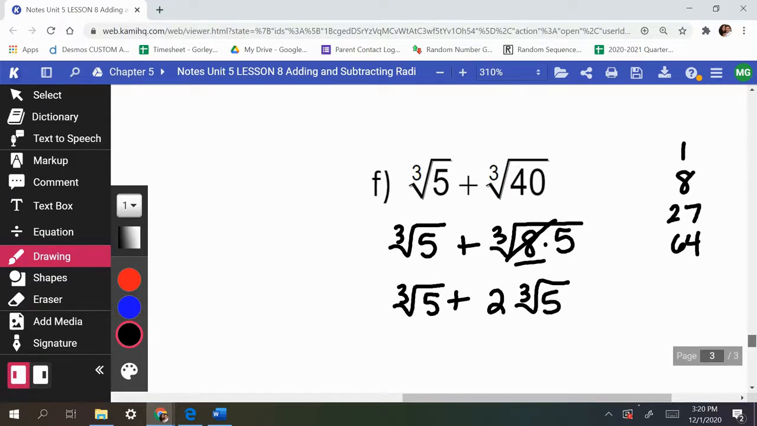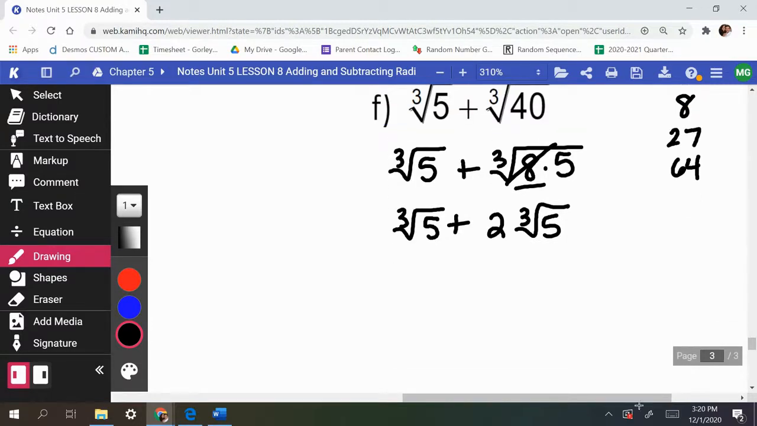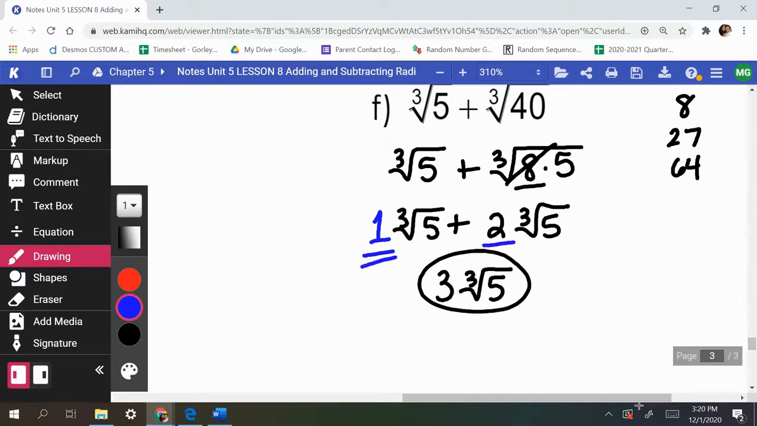Okay, so if we have a cube root of 5 plus 2 more cube roots of 5, we would have 3 of those cube roots of 5. Right? When nothing's written in, we assume that coefficient is 1 that we combine with the 2. Okay, and that's it.